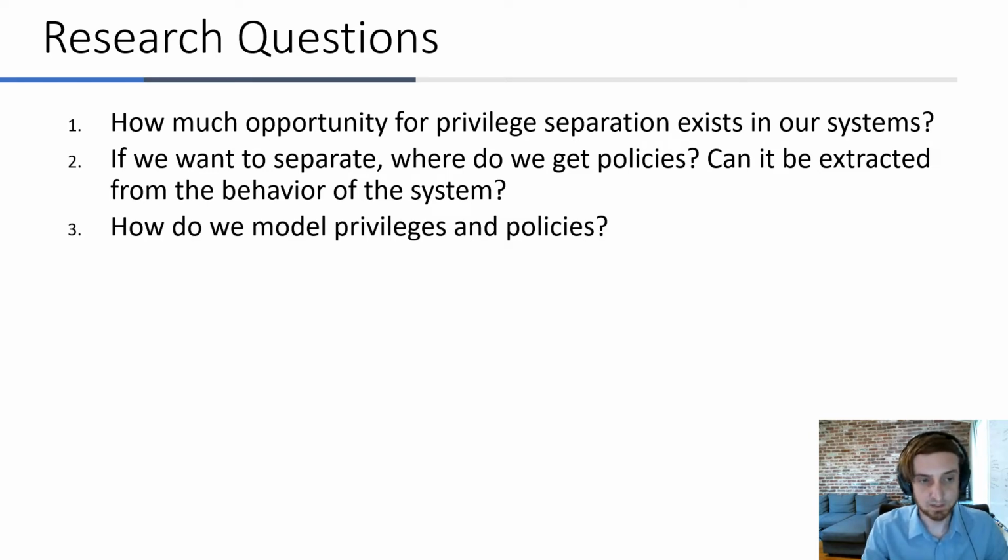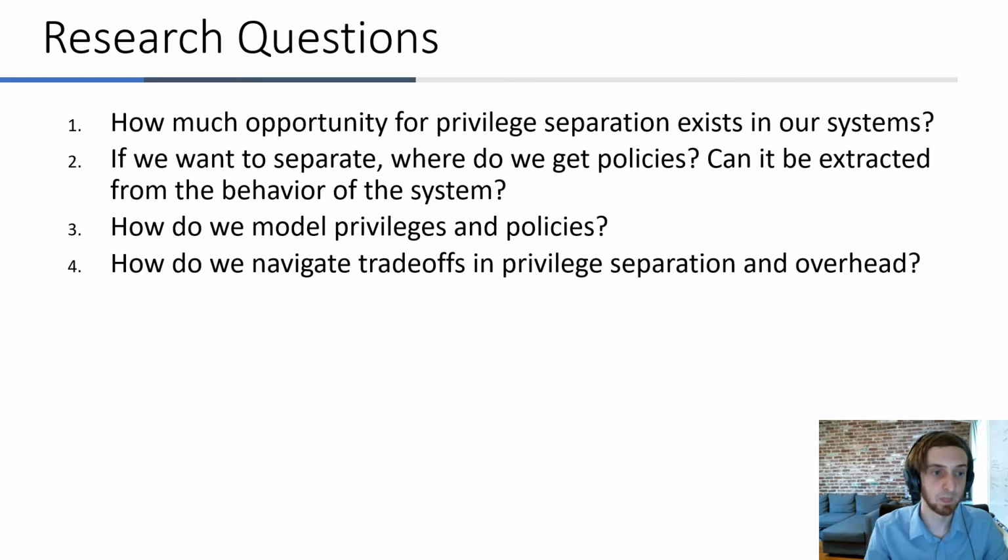Question number three is, how do we model privileges and policies? We'll dig into our model in a couple slides. Question four is, how do we navigate trade-offs in privilege separation and overhead? There are a whole lot of ways that you can think about decomposing a system into compartments. A lot of small compartments would give you good privilege separation, but would impose a high overhead. A couple big compartments would have less overhead, but would give you less privilege separation. And so how do we go about exploring this space of possibilities?